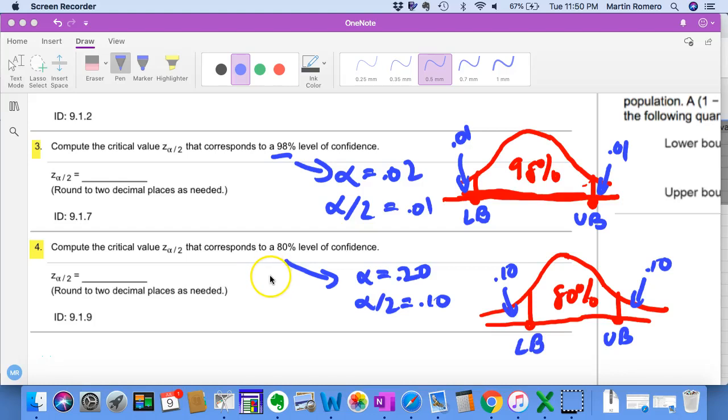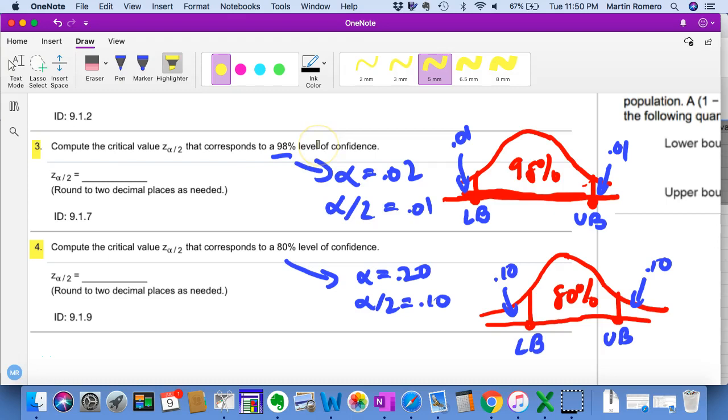Let's go ahead and take a look at 9.1.7 and 9.1.9. These questions are asking you to find the critical value given some level of confidence. And in this chapter, 9.1, we are creating confidence intervals for proportions. So we're going to estimate what the population proportion would be.